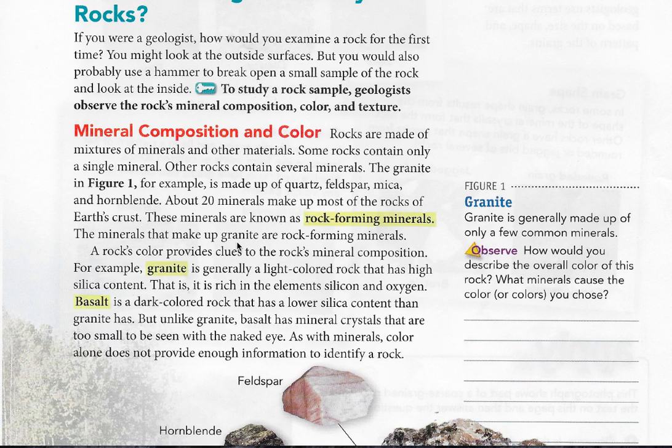A rock's color provides clues to the rock's mineral composition. For example, granite is generally a light-colored rock that has high silica content. That is, it is rich in the elements silicon and oxygen. Basalt is a dark-colored rock that has a lower silica content than granite has. But unlike granite, basalt has mineral crystals that are too small to be seen with the naked eye. As with minerals, color alone does not provide enough information to identify a rock.